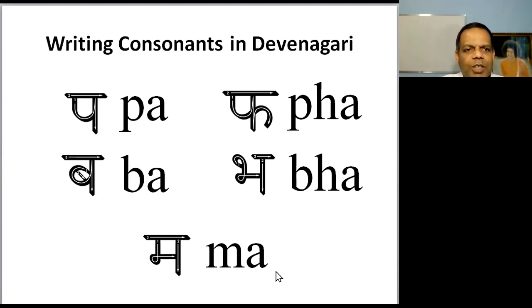So that sort of covers the 5 positions in the mouth where different sounds are produced with the same position of the tongue. Maybe we'll just practice before I write. Ba, bha, ma. Pa, pha, ba, bha, ma. Okay, so that covers all the 5 vargas. I will just write them, I guess, once.